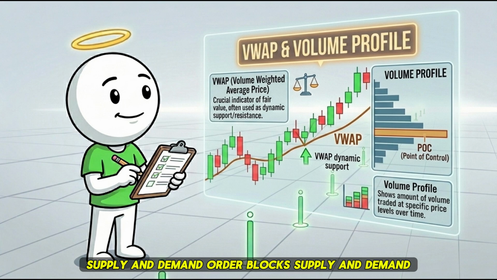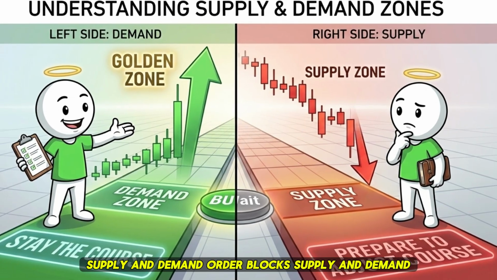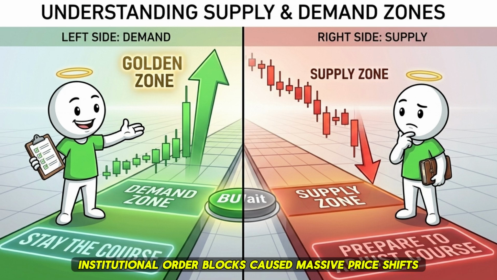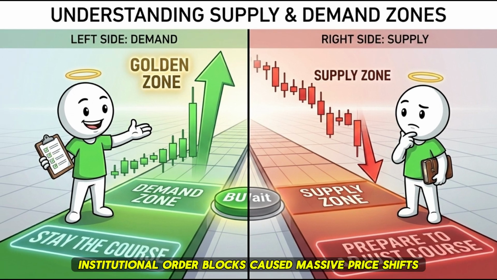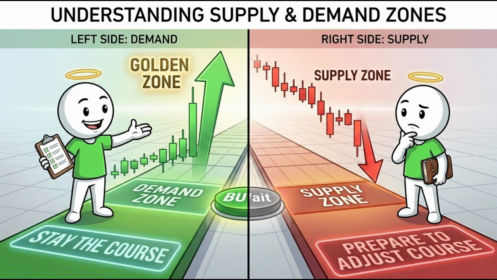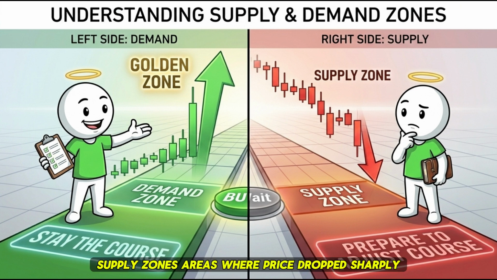Supply and demand, order blocks. Supply and demand zones are areas where institutional order blocks caused massive price shifts. Demand zones, areas where price shot up aggressively. Supply zones, areas where price dropped sharply. Traders treat these rectangles as golden zones for entries when price eventually returns to them.